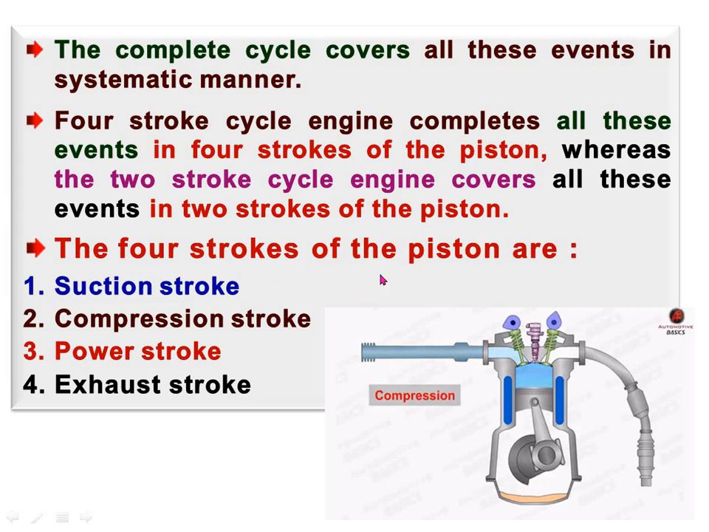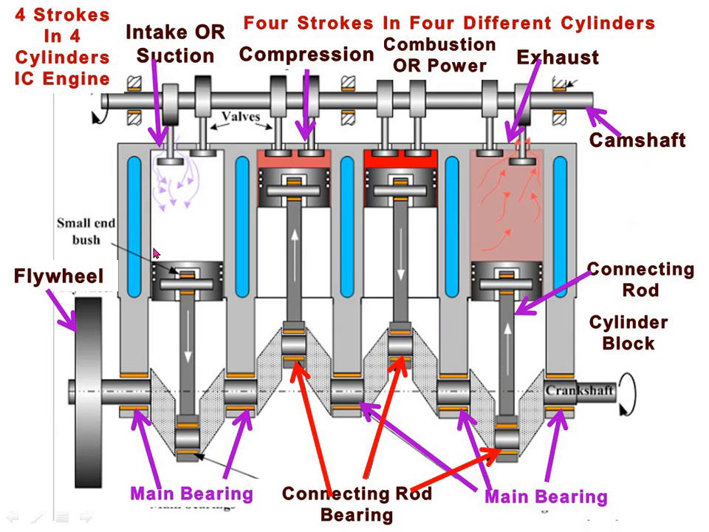In the 4-stroke engine, the various strokes of the piston are, first, suction stroke, second, compression stroke, third, power stroke, and fourth, exhaust stroke. This figure represents the 4-stroke 4-cylinder IC engine. Here the engine is a 4-stroke engine having 4 cylinders. So for understanding the different strokes, the 4-stroke engine with different strokes is represented here.